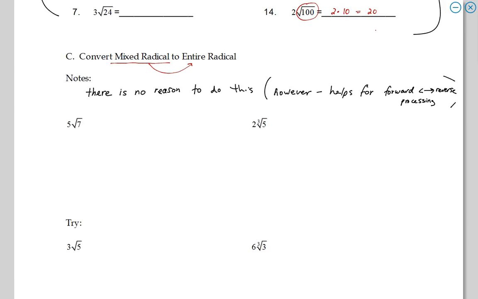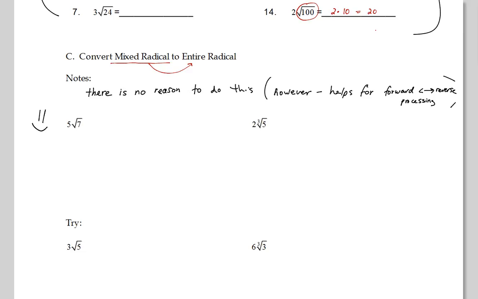So 5 root 7. If I was doing a math question that had nothing to do with radicals, but that was involved, I'd be so happy with 5 root 7 because it's fully simplified. This is good. This one makes me happy. 5 root 7, that's a good thing. But for some reason, we're going to go to the entire just to see how it works.